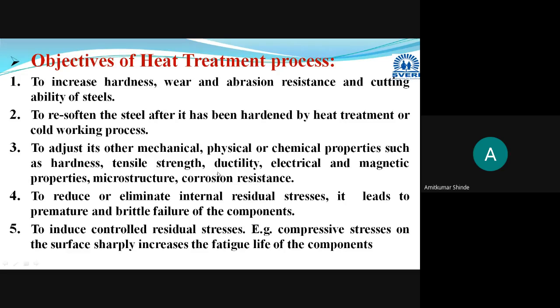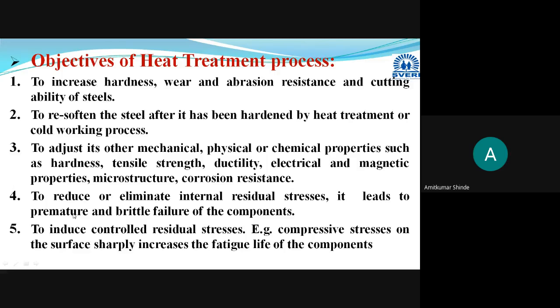That is, all the properties I have mentioned here: to adjust its mechanical, physical, and chemical properties like hardness, tensile strength, and ductility. Additionally, to change their electrical and magnetic properties, to alter their microstructure, and to change their corrosion resistance. The heat treatment process is also required for these.